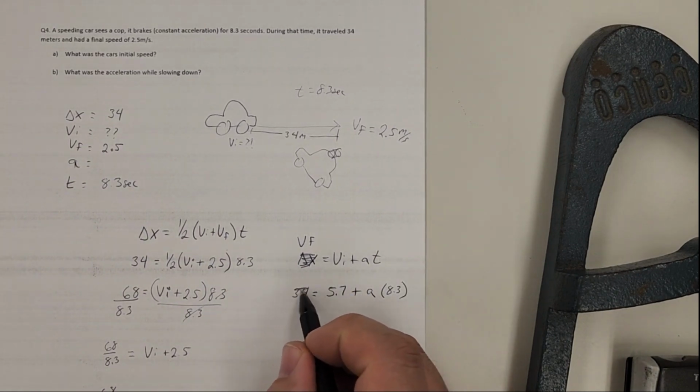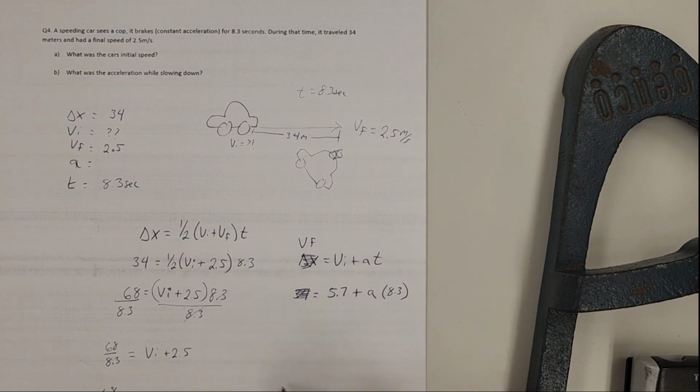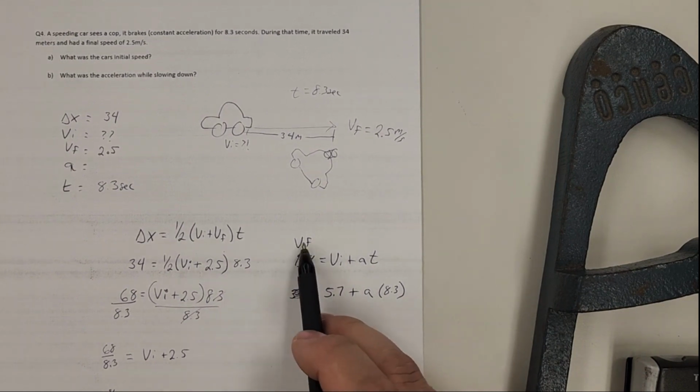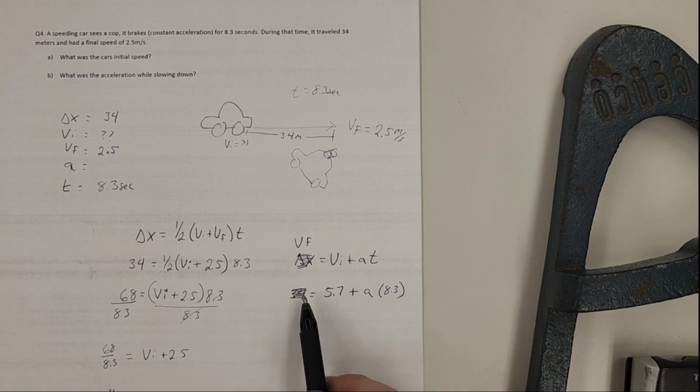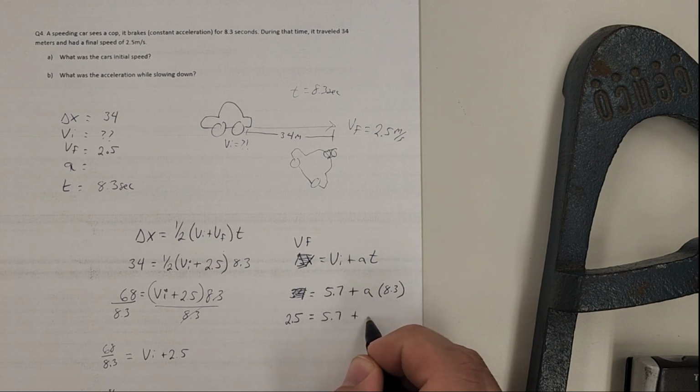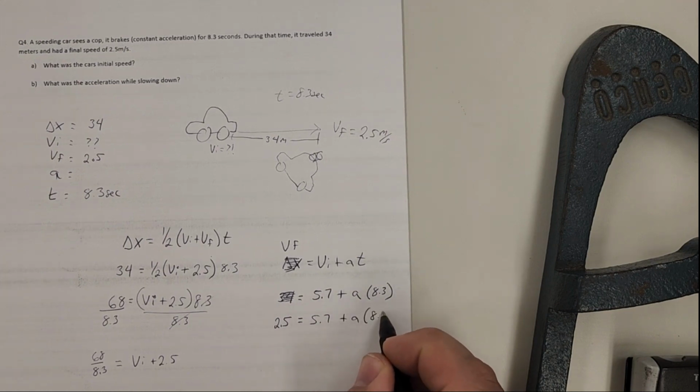So we don't want 34 there. My answer would have given me something very, very strange. Could have used that, I guess, as a teaching moment, but let's go ahead and get that changed over. As soon as you see it, make that correction. So final velocity on this was 2.5. Okay, so 2.5 is equal to 5.7 plus a times 8.3.